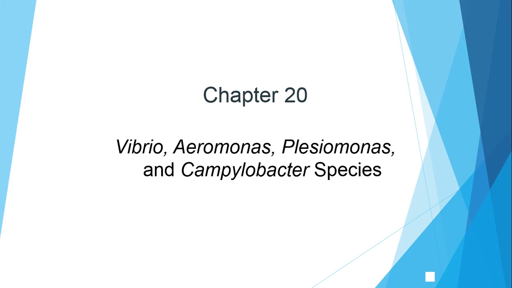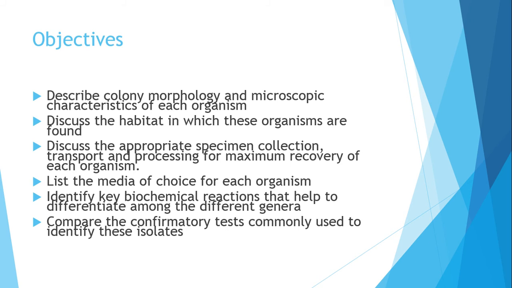So chapter 20, these are your miscellaneous gram-negative bacilli. It's sort of like the catch-all chapter. It's got Vibrio, Campylobacter, Helicobacter, Aeromonas. I meant to go back and erase Plesiomonas because we're not going to talk about Plesiomonas. I won't expect you to know it, but pretty much just 4 organisms.